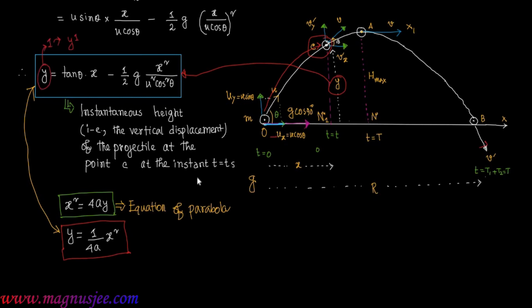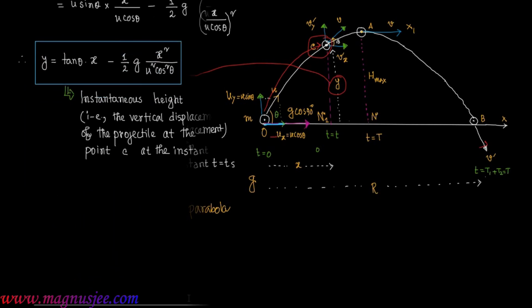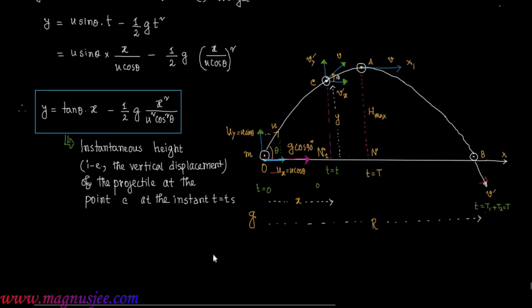The maximum power of y in this expression is 1 and the maximum power of x is 2. That's why y to the power 1 is a function of x square. Similarly, in the equation of a parabola, y to the power 1 is also a function of x square. Hence, we can say that y equal tan theta x minus half g x square divided by u square cos square theta is the equation of a parabola.